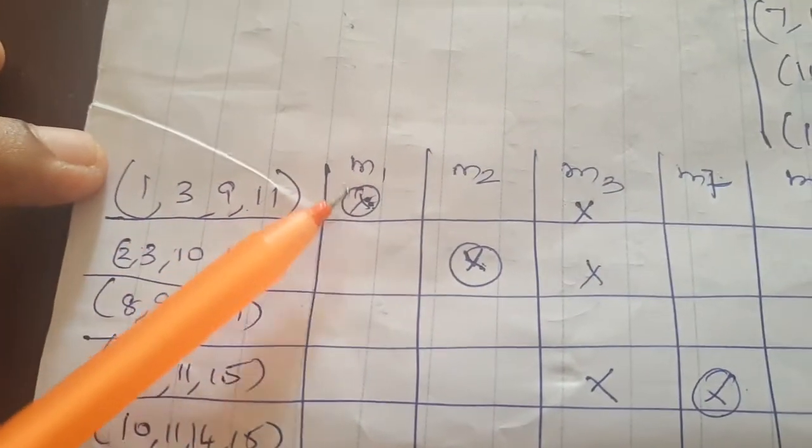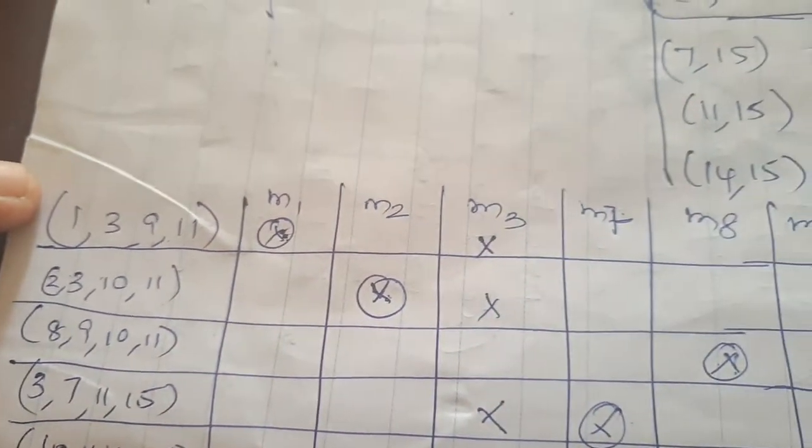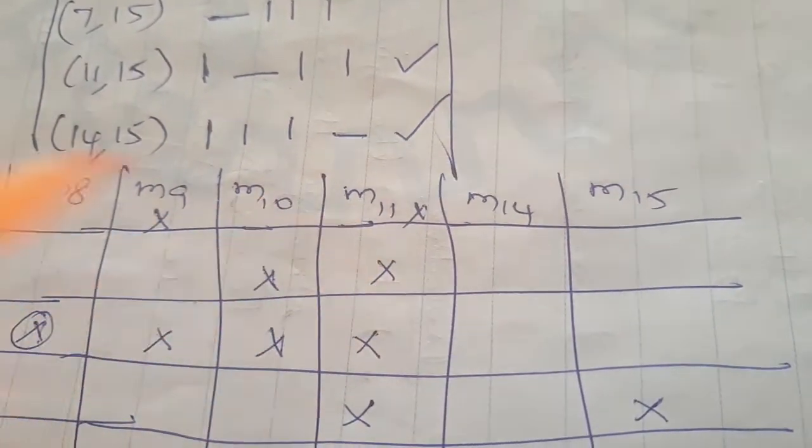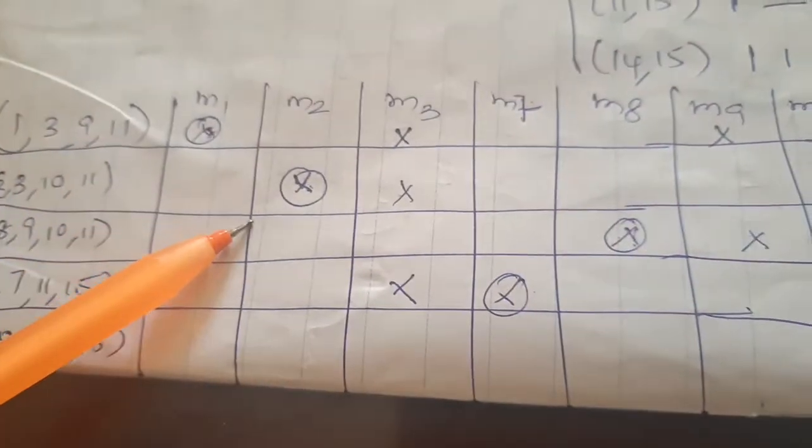Now wherever you have this minterm, put a cross mark first. Put only a cross mark first. So M1, M3, M9, M11 I have crossed. Next is 2, 3, 10, 11 crossed. Next is 8, 9, 10, 11 crossed. 3, 7, 11, 15 crossed. 10, 11, 14, 15 is crossed.